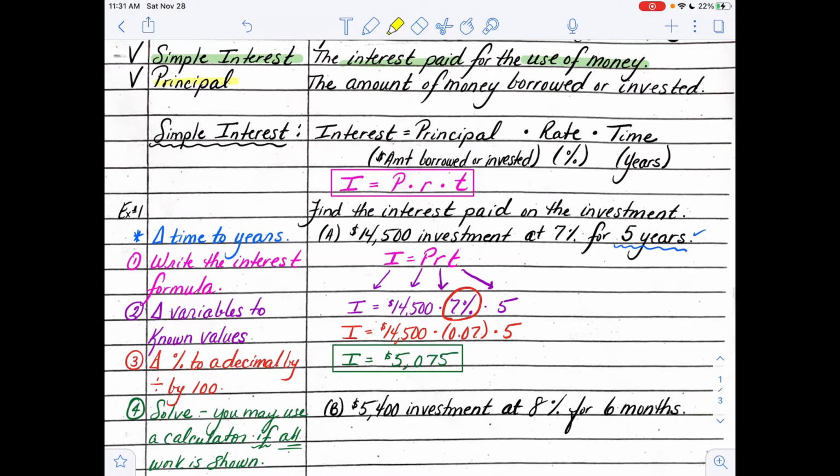The next vocabulary word we're looking at is principal. Even though it's spelled the same as the principal of a school, this is actually talking about the amount of money that someone is borrowing or investing.